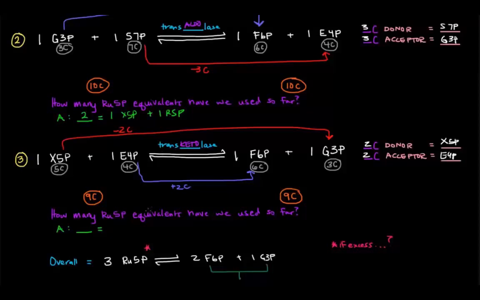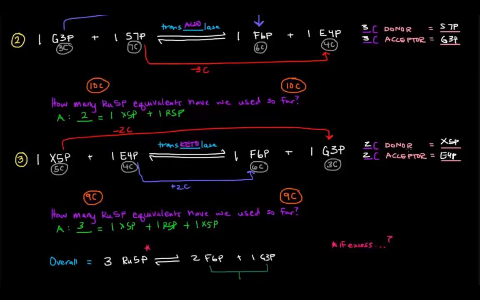At this point, how many RU5P equivalents have we used so far? Well, now we've used all 3, right? We had the initial one, we had that one X5P and the one R5P from the first step, and now we just use this one X5P here. So we've used all of them.